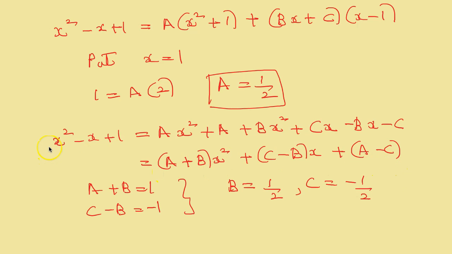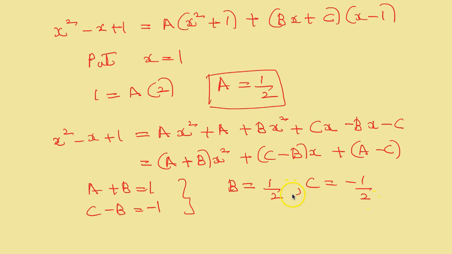The coefficient of x squared in the left hand side is 1, here it is a plus b, so a plus b is 1. Coefficient of x here is minus 1 in the left hand side, right hand side is c minus b, so I get c minus b is minus 1. Solving both simultaneously, I get b equal to half and c equal to minus half.